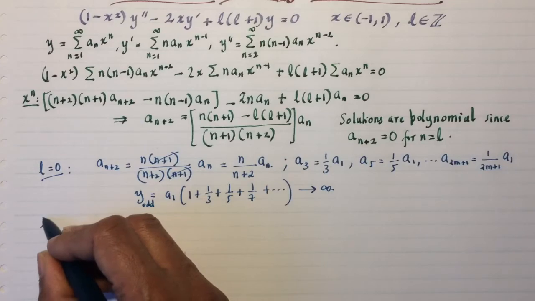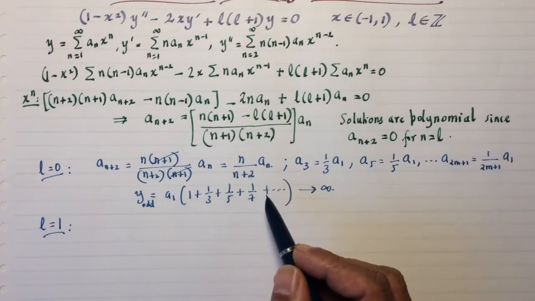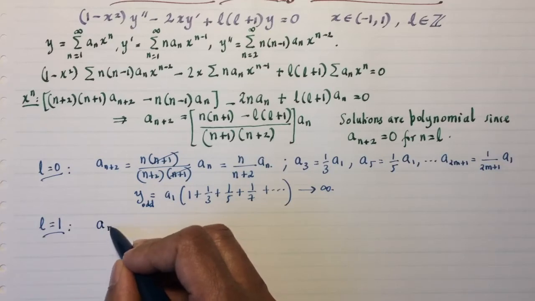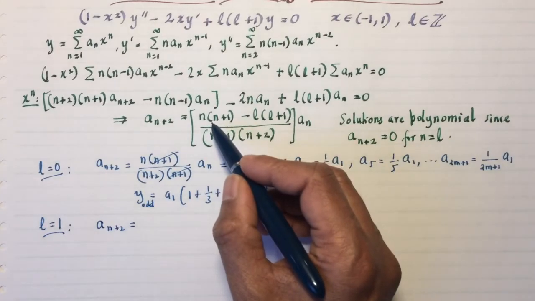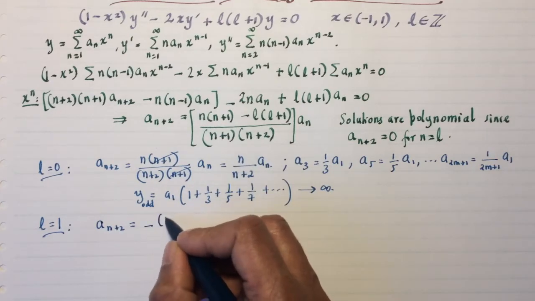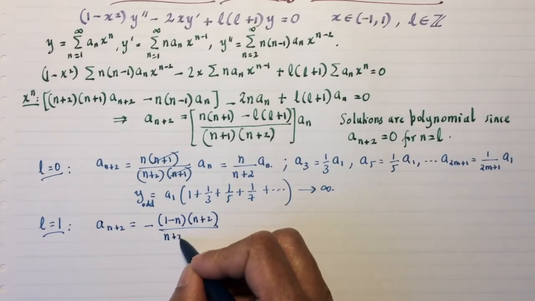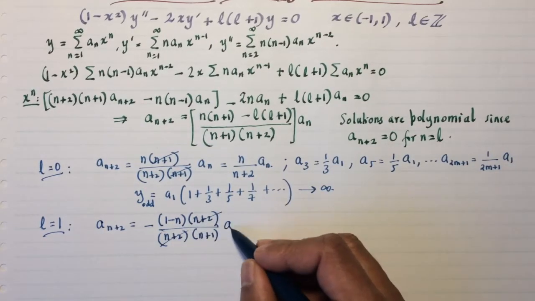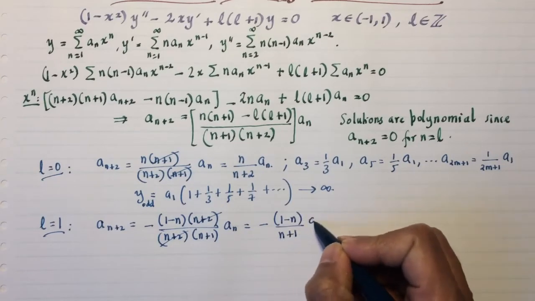For L equals 1, you will find the opposite. You'll find the even solution is the one that goes harmonic. So let me try to prove that. Now it can be shown that for L equals 1, I can write this as negative (1 minus n) times (n plus 2), divided by (n plus 2) times (n plus 1). Okay, so the n plus 2 term cancels out times an, and that gives me negative (1 minus n) over (n plus 1) times an.